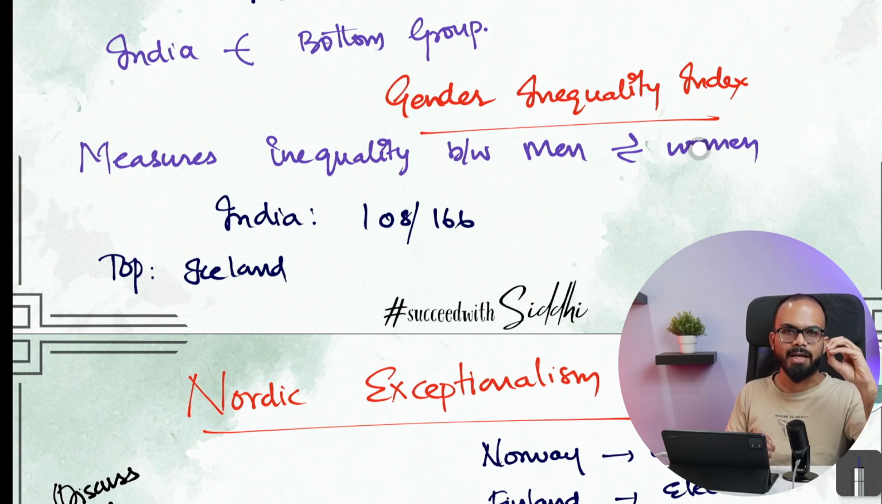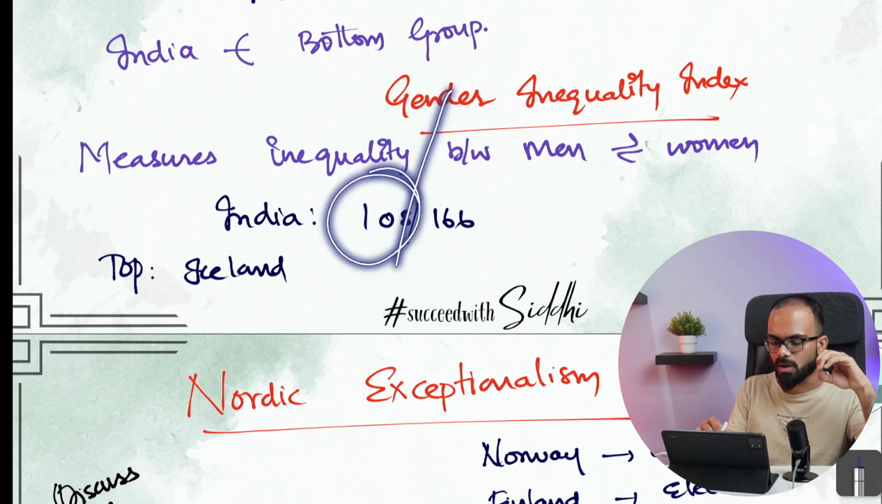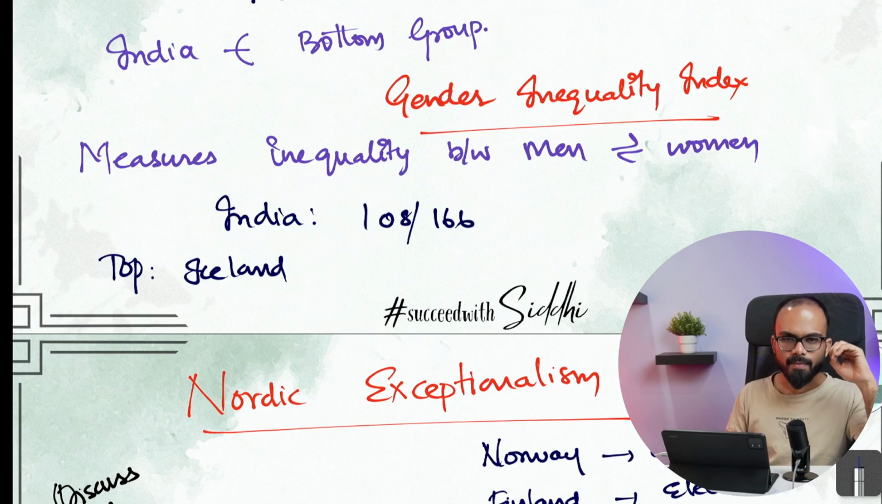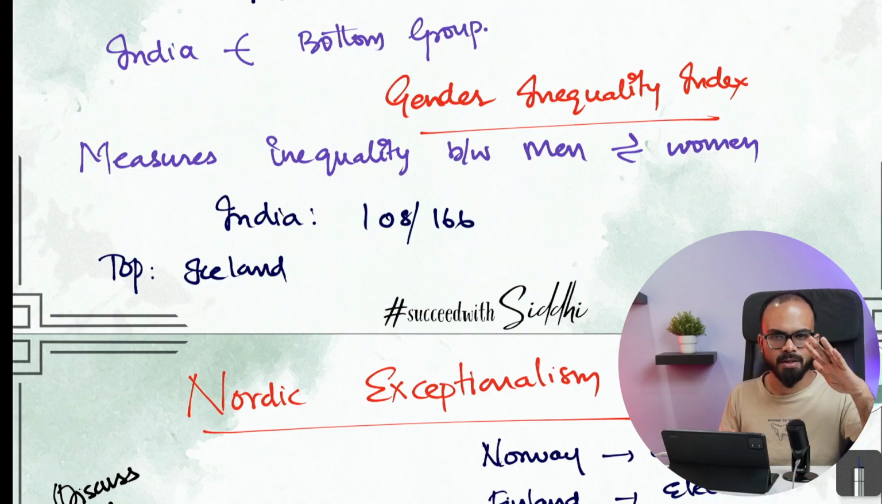This is about the Gender Development Index, and there is one more index, which is the Gender Inequality Index. It helps you to understand the inequality between men and women, and India's rank is somewhere around 108 of 166. The country that occupies the highest position is Iceland.